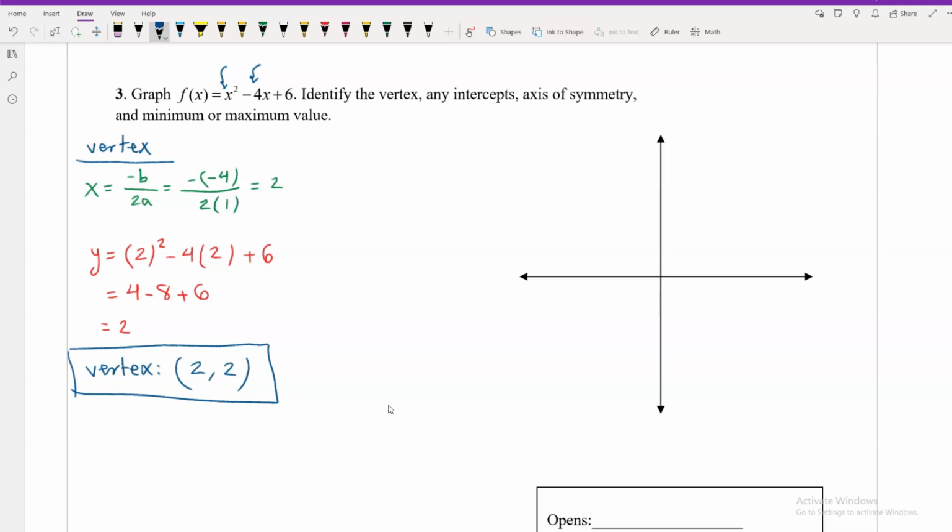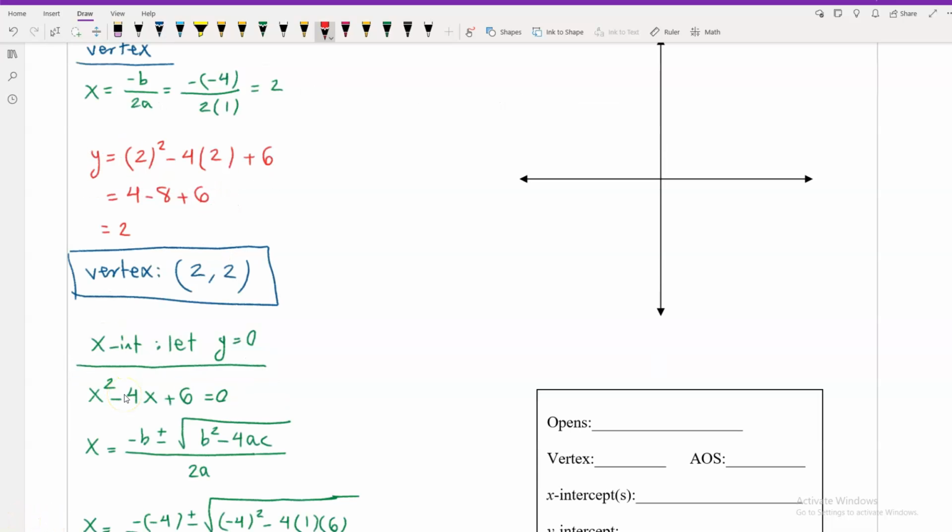Then find f of 2, or f of -b over 2a. So y is equal to 2 squared minus 4 times 2 plus 6. And that is equal to 4 minus 8 plus 6. So y is +2. That means vertex is 2, 2.